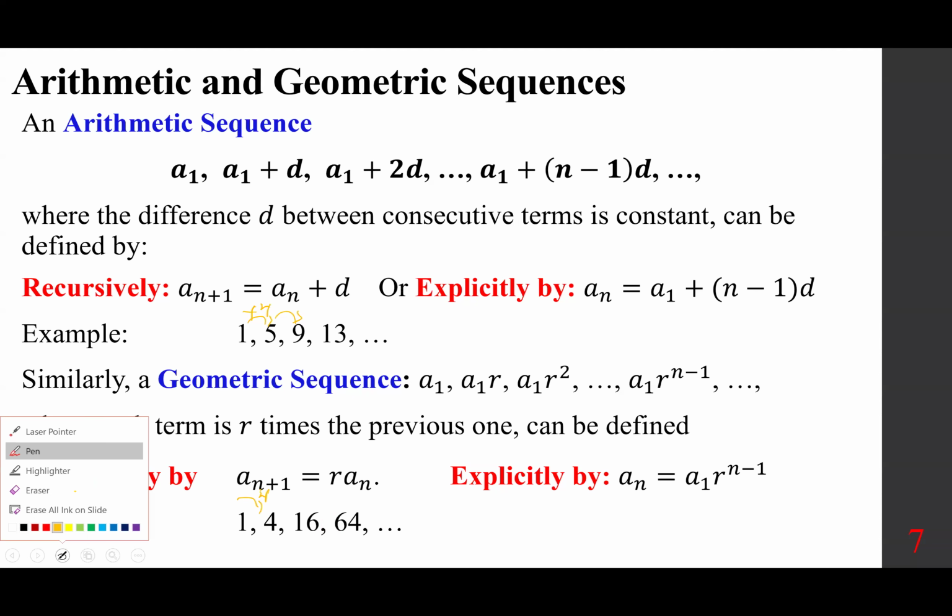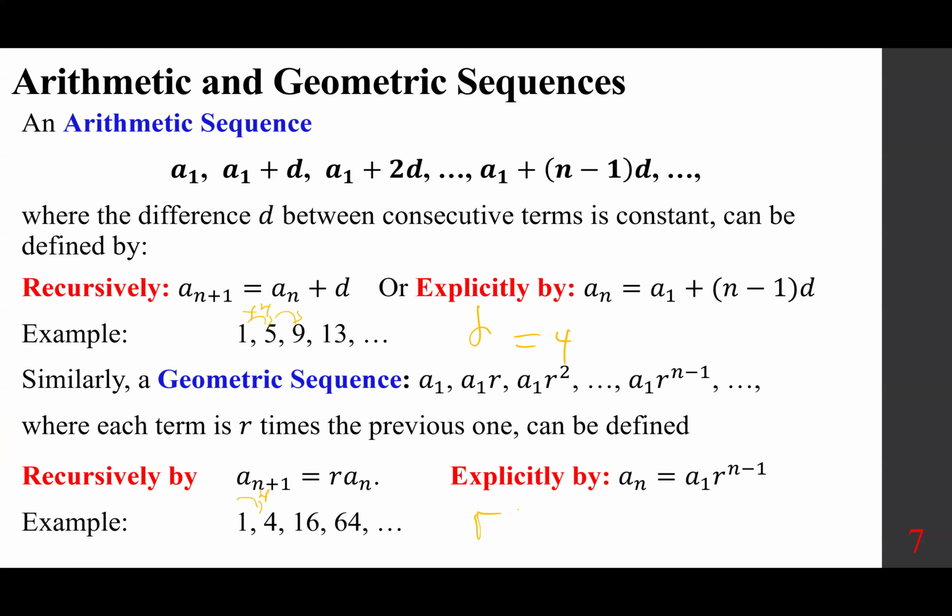So in other words, here d is 4, here r is 4, the ratio they call it. And so in this case, 1 times 4 is 4, 4 times 4 is 16, 4 times 16 is 64, 4 times 64 is 256, and so on.